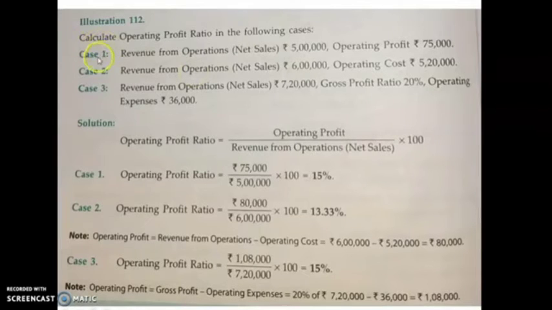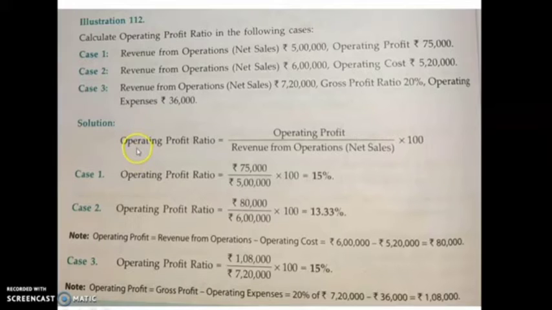Here is one problem related to operating profit ratio. Calculate operating profit ratio in the following cases. So the first case is revenue from operation, that is net sales, given to you as 5 lakh, and operating profit is given to you as 75,000. So let us do case 1 first.